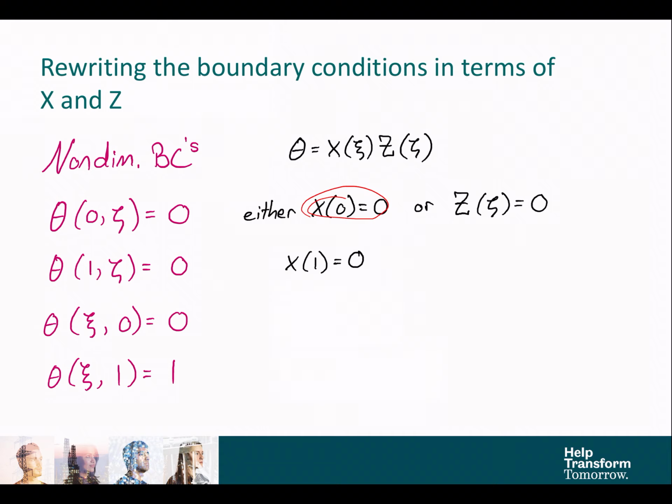Likewise, for these other two boundary conditions with zeros, X of 1 is 0, Z of 0 is 0. For the last one, we just plug in the values that we have, and that boundary condition is a little less useful to us. But all of these are correct, and they're transformed, and they are ready to use when we solve for X and Z. So that's what we'll do next.